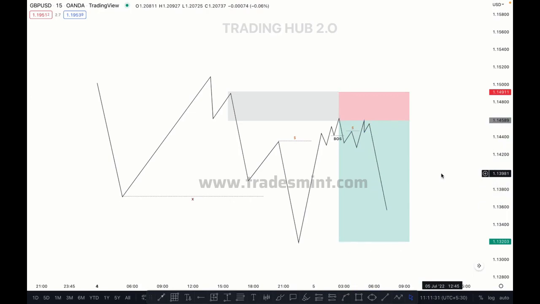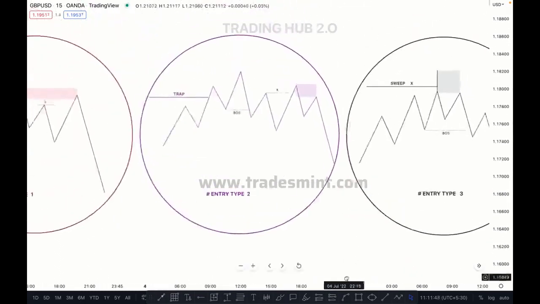So this is the first entry. So this is entry type 1. Let me show you entry type 2 and type 3, which are really powerful and very different from the others. And this type of entry strategy can change your trading style.